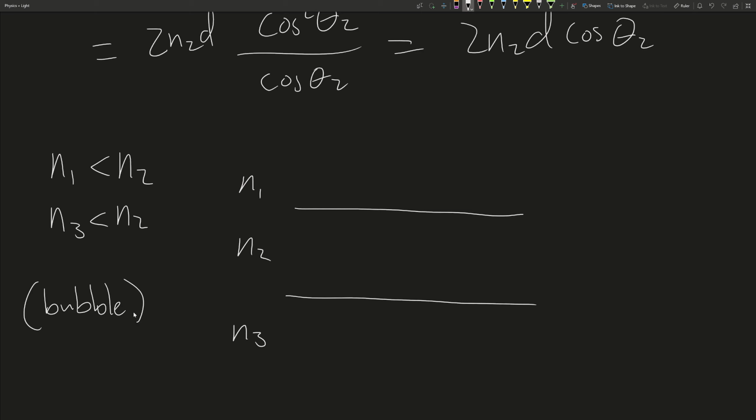So for a bubble, you can have n1 and n3 as air. It doesn't have to be, this is just an example, but this could be n1 and n3 as air and n2 as soap. And so if you have that, then what it looks like is you have this incident ray, and then it gets reflected, and then this will bend towards the normal here, and then this will bend away from the normal again, bend towards the normal, and then here are our rays.